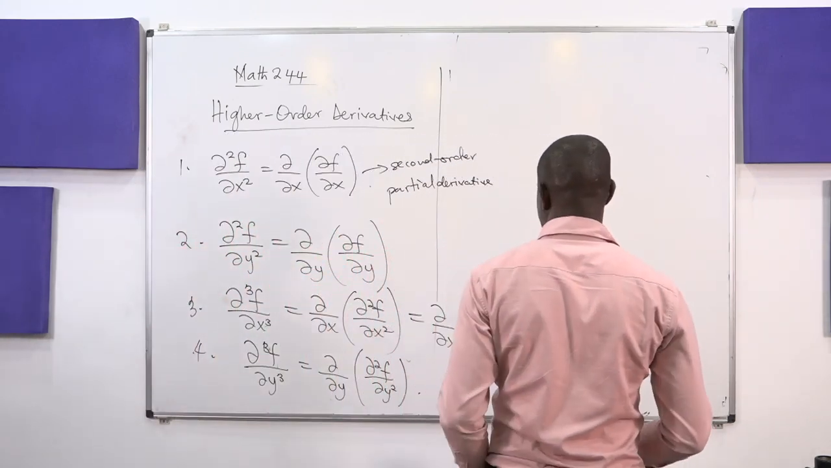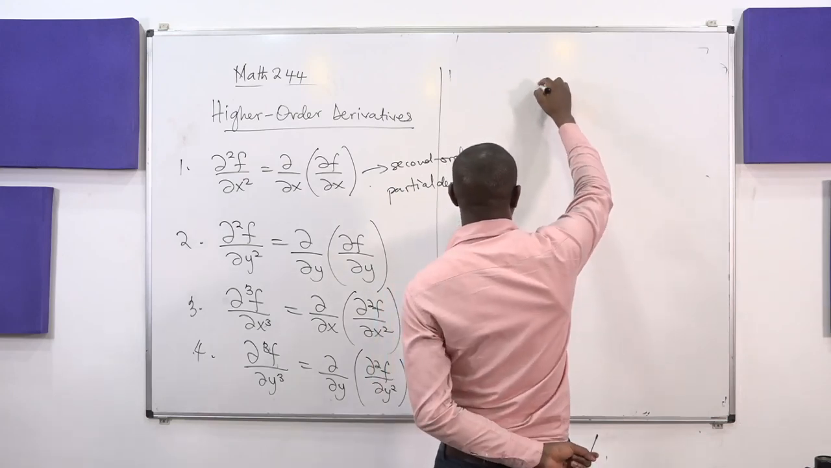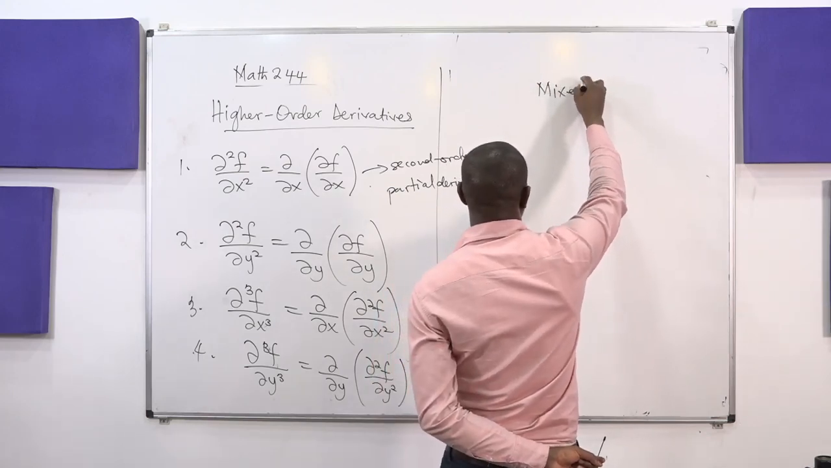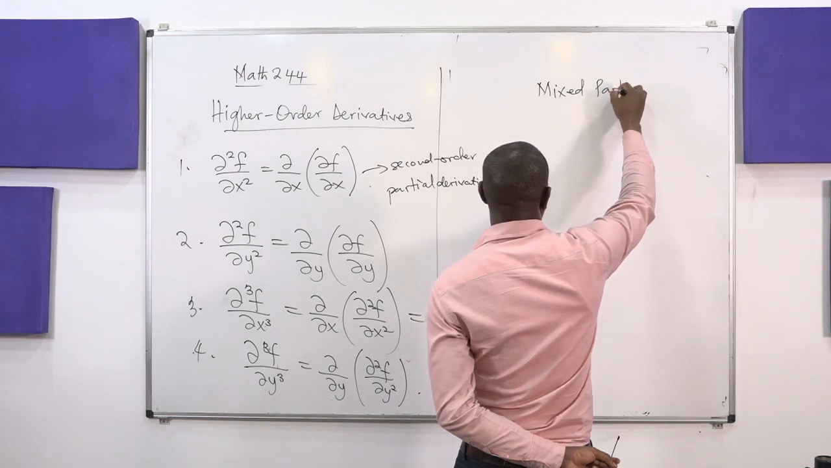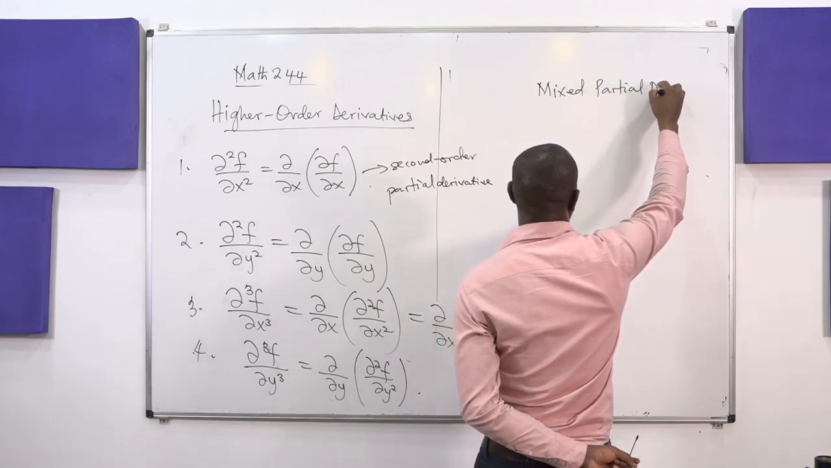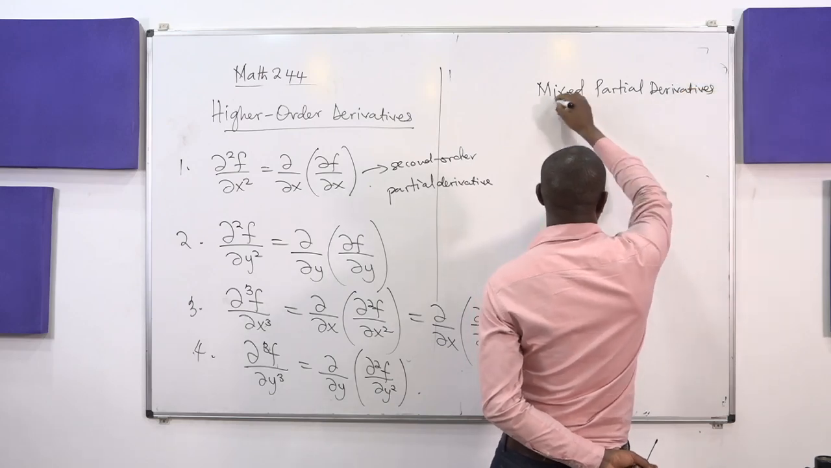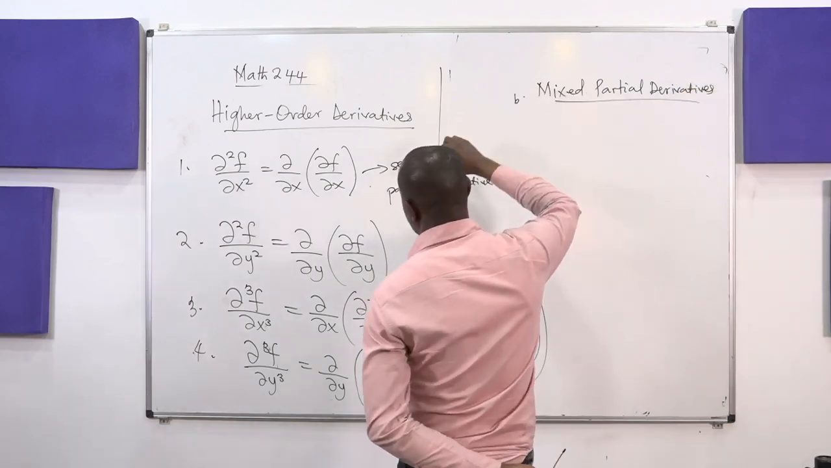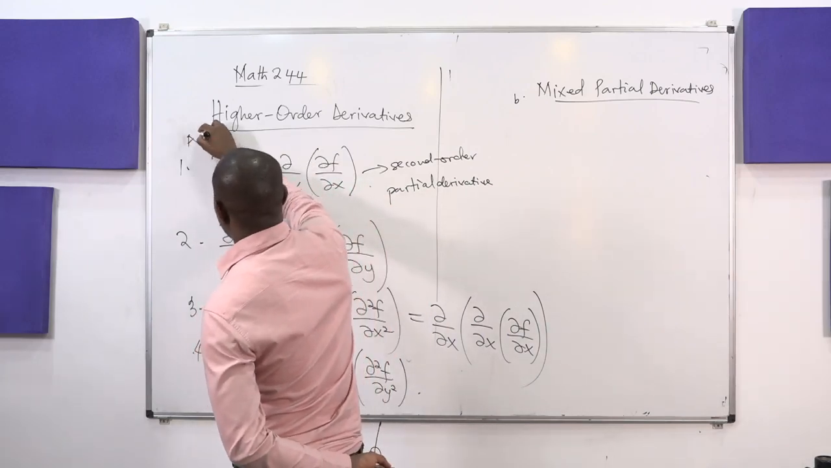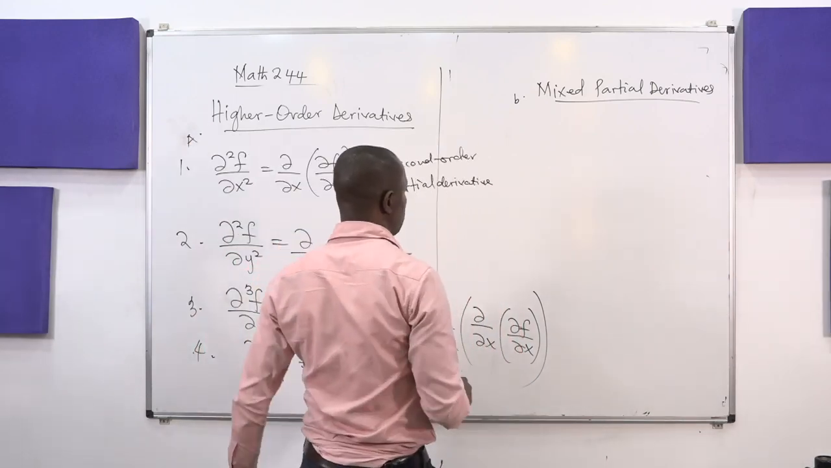Then we have mixed partial derivatives. Next, this is A. So, mixed partial derivatives.